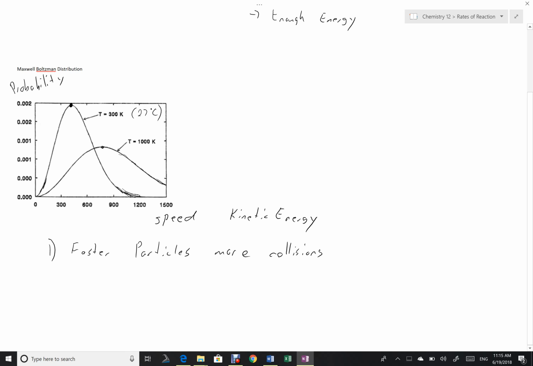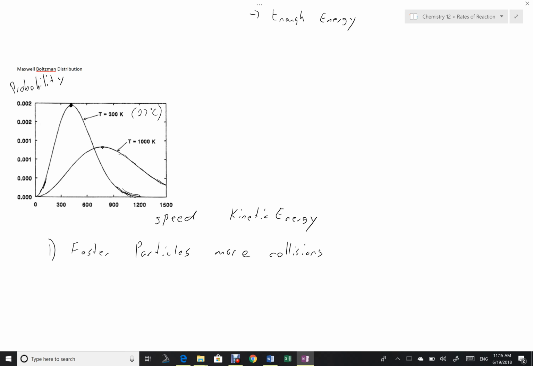There's no trick here. If we imagine some bouncy balls in an enclosed cube and we make them bounce, if we make them bounce faster, they're going to run into each other more often than if we make them bounce slower. So the fact that things that are going faster run into each other, I don't think needs a lot of explanation. Faster particles, more collisions.